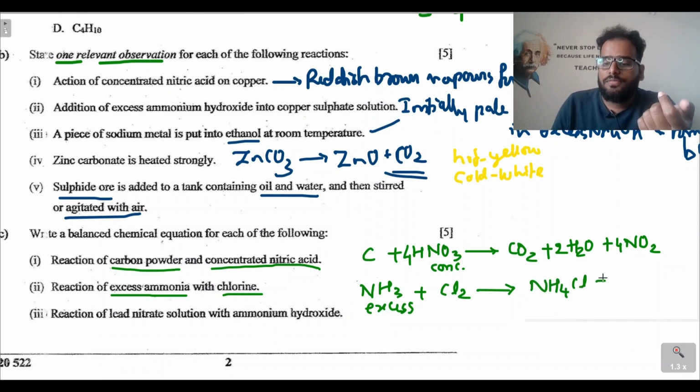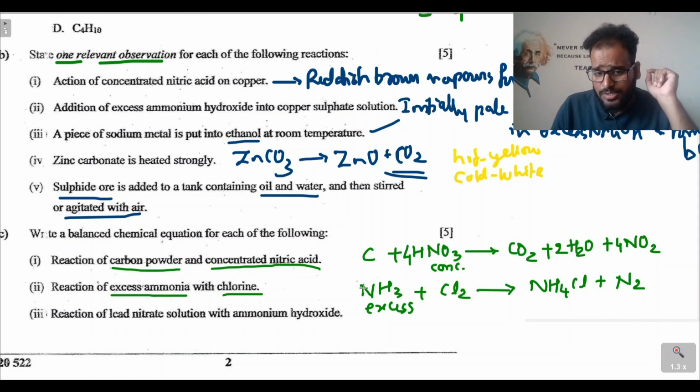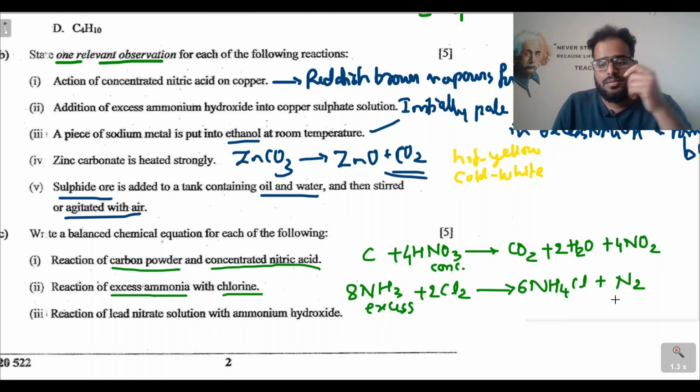So ammonium chloride will form and nitrogen gas will be released in this case. If you check, it will be 8, you can balance it, 2 and 6, 1 you will get. So 6, you can check the textbook, this will be correct.